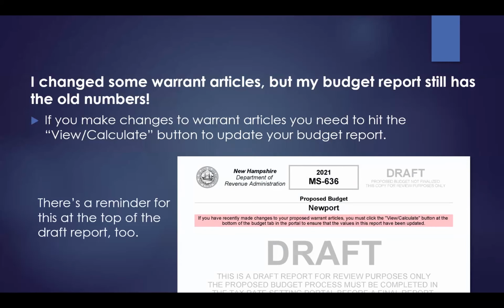This comes up a lot as well. Let's say you're running your proposed budget report in the system. You're printing it out so that you have something to look at, and you're actively revising your warrant articles. If you make changes to the warrant articles, you need to hit that View Calculate button at the bottom of the Budget tab to update the report. And the draft version of the report will remind you. That's what that red box is at the top. It's basically saying that if you've made changes, they won't be reflected on this report until you hit View/Calculate.